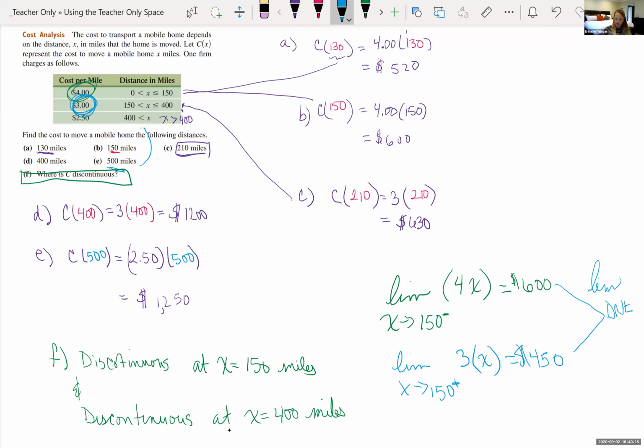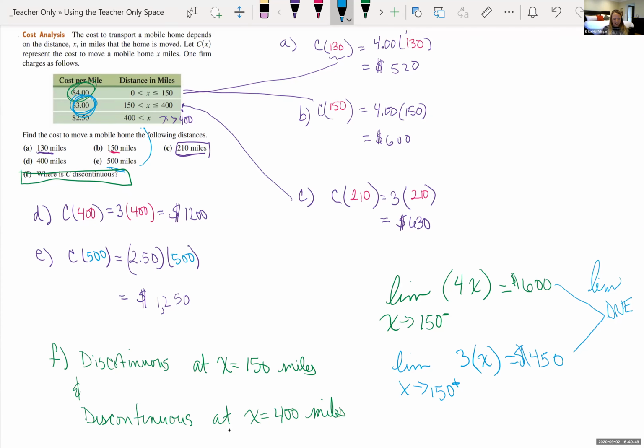So if I was running this transport, a mobile home, and I was really just driving 149 miles, I think I'd drive around the block a couple of times to put it over 150, so I could save about 150 bucks. See where mathematics can save us money?